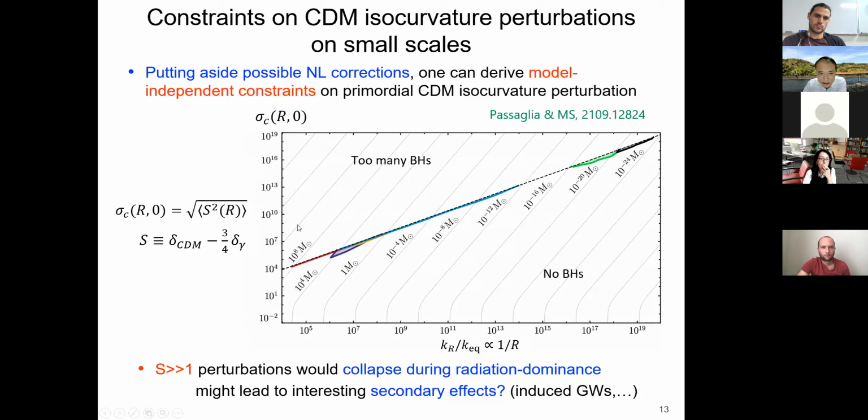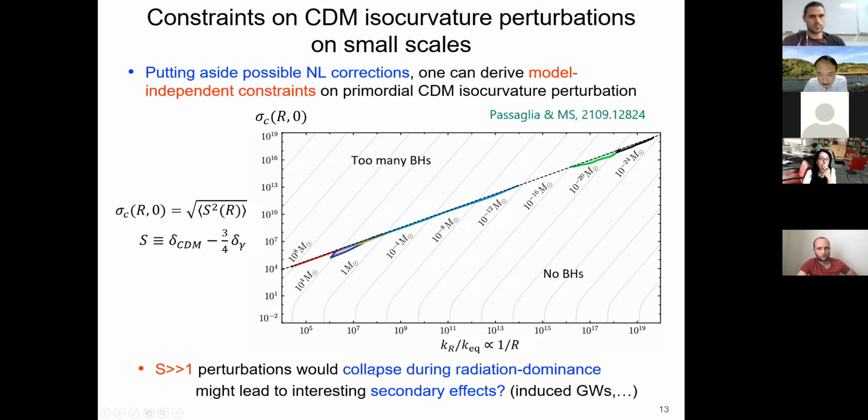Since we are ignoring the nonlinear corrections, maybe there are a few errors, but still you definitely see this kind of trend to have some constraints. If you give some scale and the amplitude of the perturbation is much greater than this line, then you definitely produce too many black holes. So this is in some sense the first non-trivial model-independent constraint on the primordial CDM isocurvature perturbations.